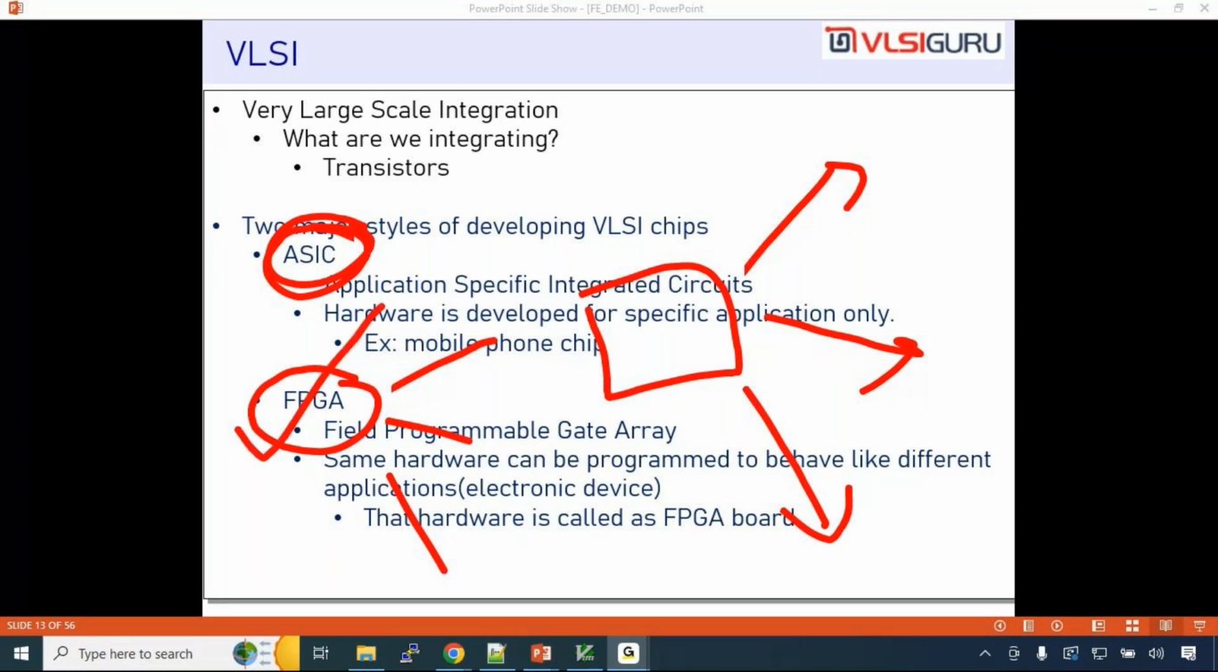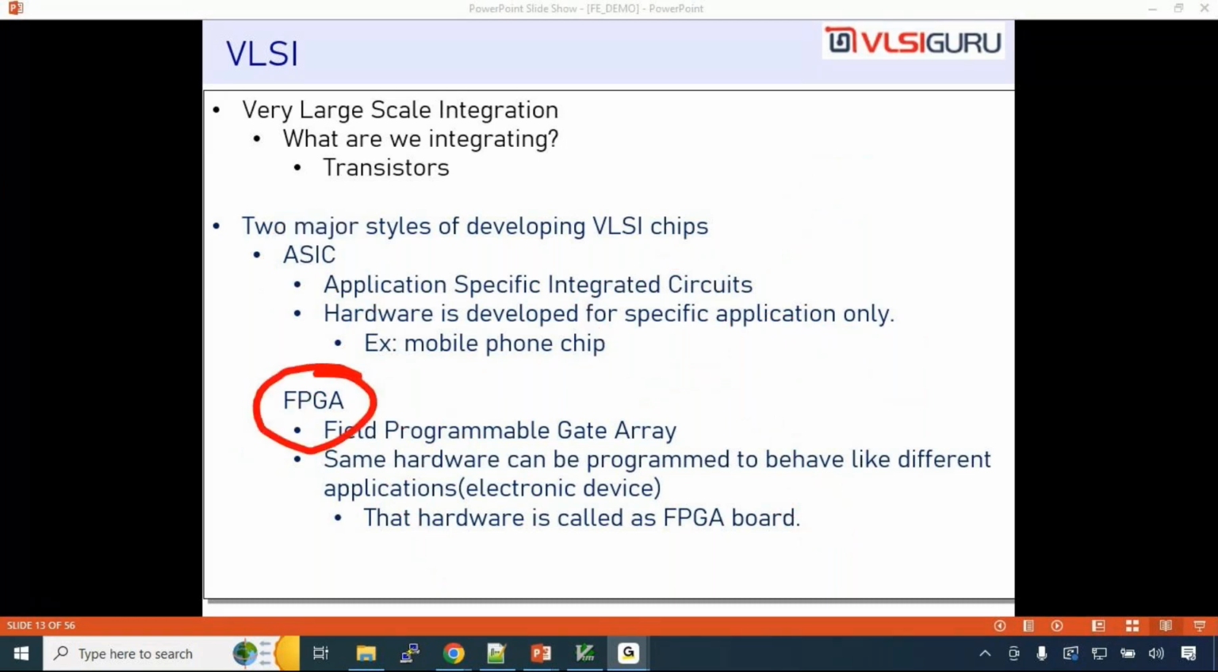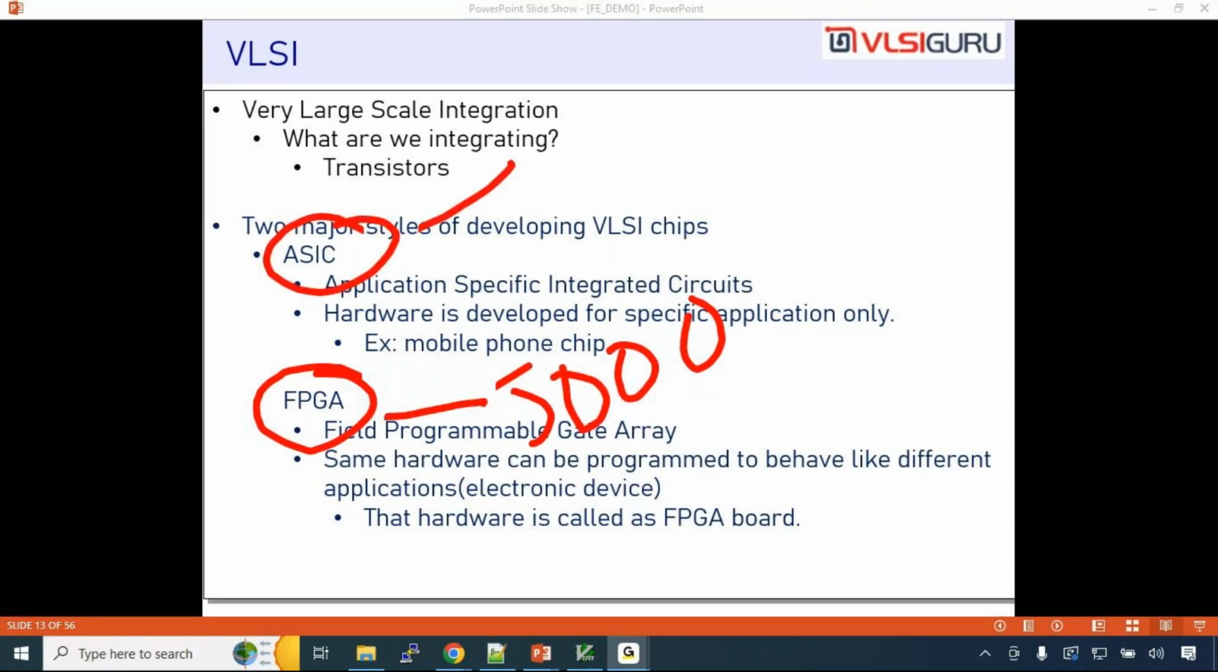So based on that, we felt FPGA is better. But as we go forward, we will see that the cost will be high here. Let's say it takes $50, or 5,000 rupees for example, to develop. The same thing in ASIC can be developed for 1,500 rupees. You may say, why such a big difference?